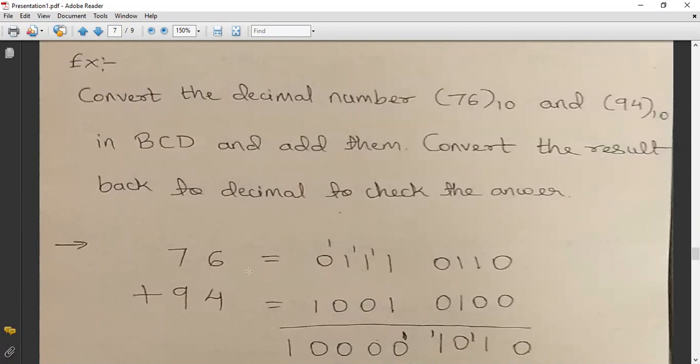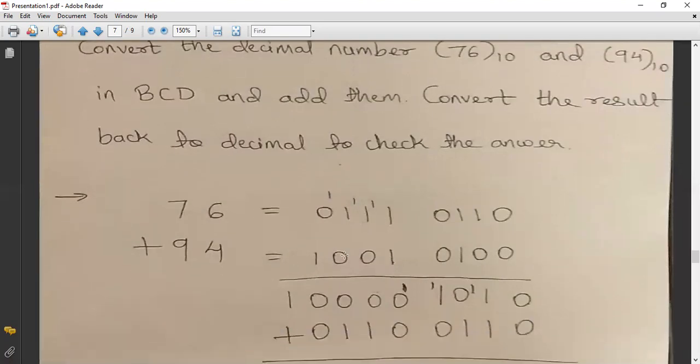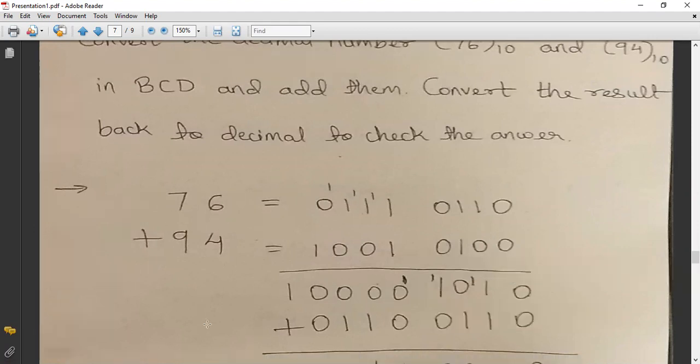We know that in BCD form, one digit is represented by 4 binary bits. So 7 is represented as 0111 in BCD form, and 6 is represented as 0110. Now the next number, 94. 9 is represented as 1001, and 4 is represented as 0100. So let us begin.